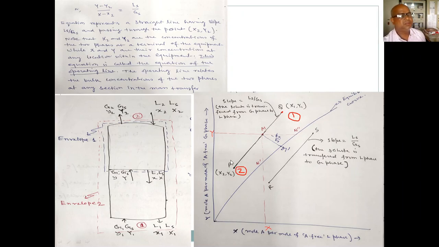Now this line PQ is called the operating line, and this line is your equilibrium line. Equilibrium line means, when you reach equilibrium at this point, then mass transfer is not possible. That is when it reaches equilibrium. But actually the equipment is operating on this line. It is away from the equilibrium.